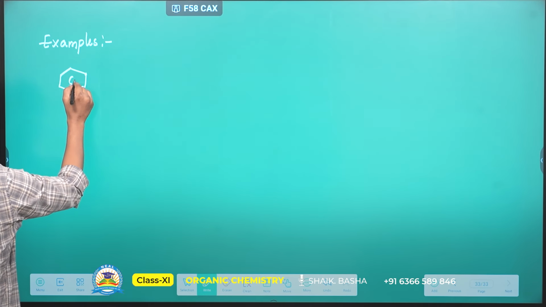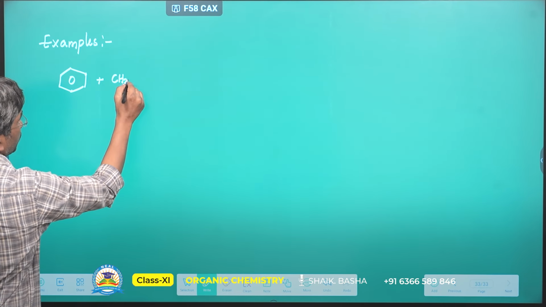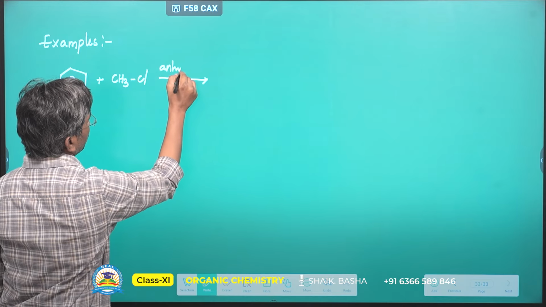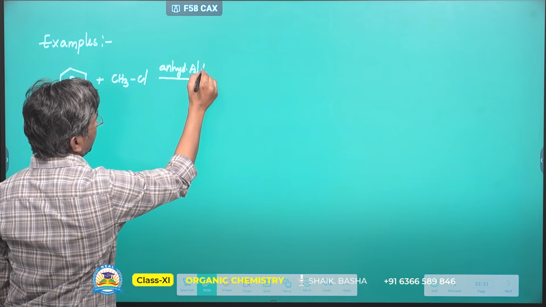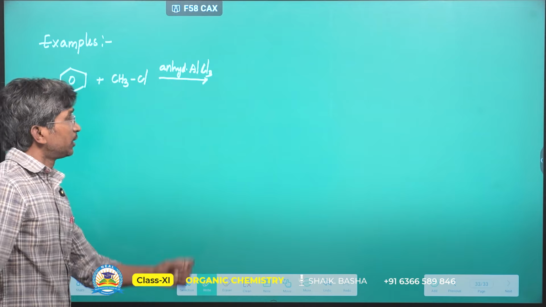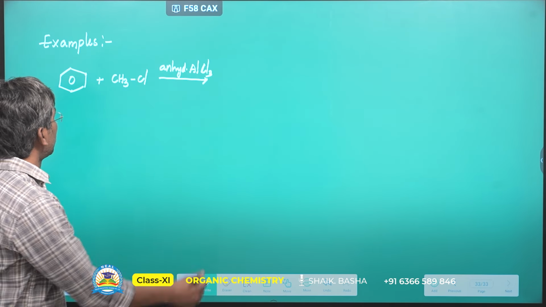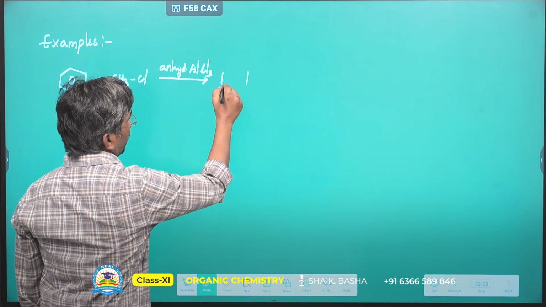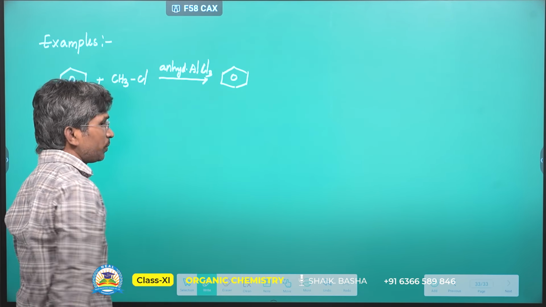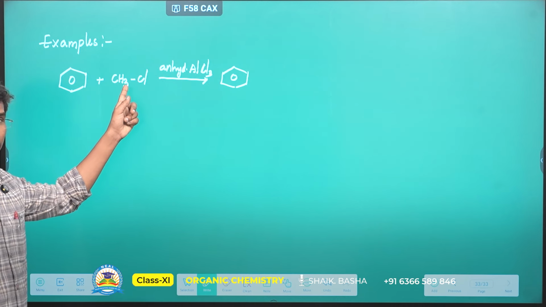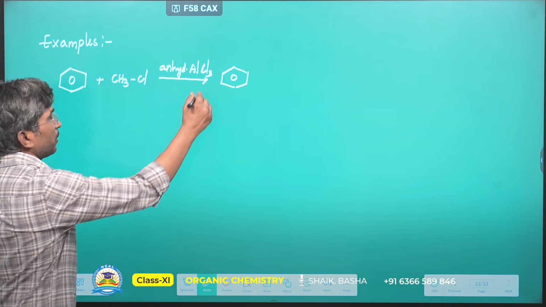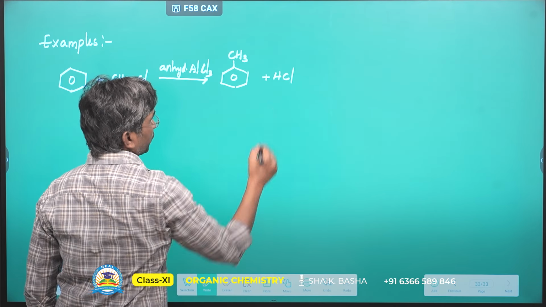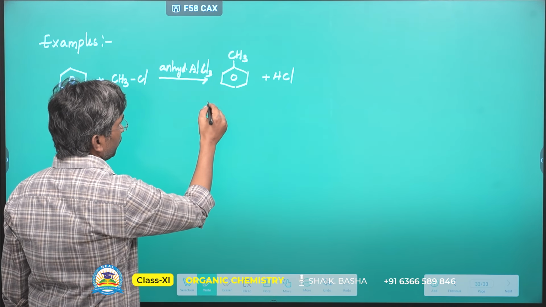Benzene on treating with methyl chloride in presence of anhydrous AlCl3, I am taking X3. Here I have mentioned chlorine, I am taking chlorine. Not only that one, you can take Br also. So one hydrogen is replaced by an alkyl group. Which alkyl group is there here? CH3 group is there. So hydrogen is replaced by methyl group, CH3. That hydrogen will combine with whom? Chlorine. So this is nothing but toluene, also called methyl benzene.